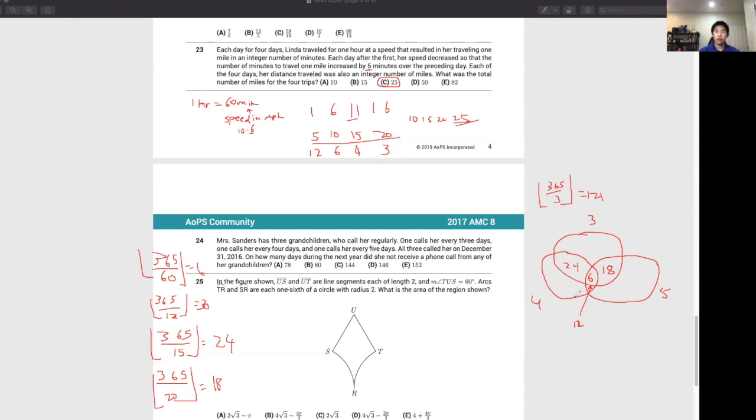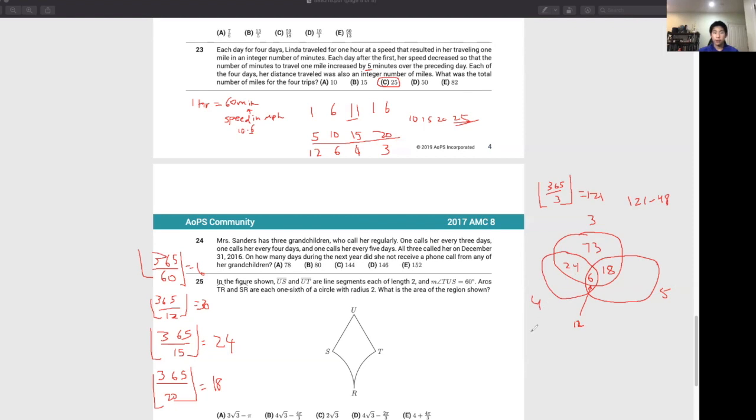And now let's go back to our big circles. So we have this 121 from before, but 24, 6, and 18 are already accounted for. That's a total of 48, leaving us with 121 minus 48 more, right? And that's going to be 73.